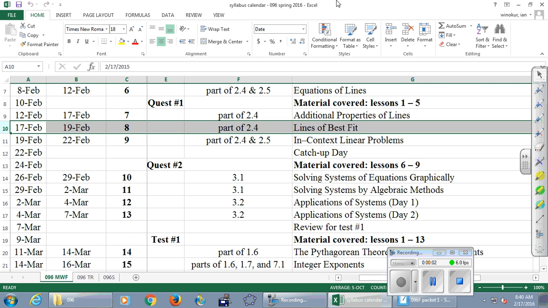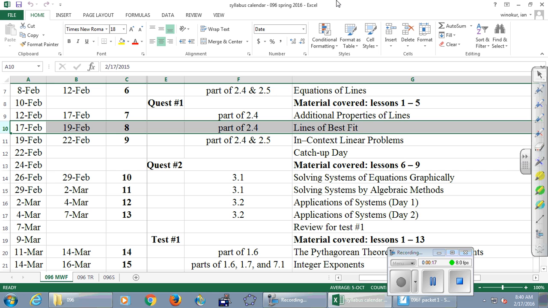We'll take our look at the calendar. Today is February 17. We're covering lesson number 8, which is lines of best fit. Just looking ahead in the coming days, on Friday we cover lesson 9, which is in context linear problems. That's going to be some word problems.